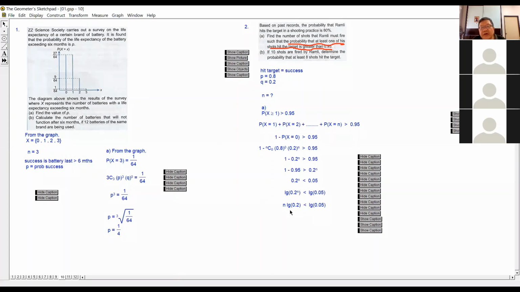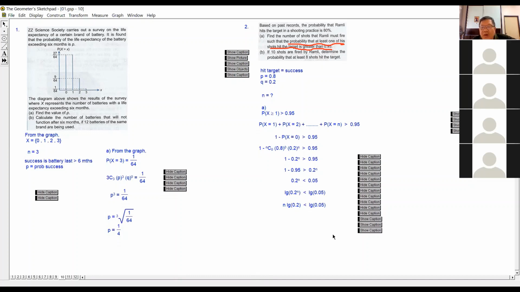Now, can you use your calculator and calculate log 0.2? Can you calculate it and tell me the answer? Maybe you don't want to shout, you just type inside the chat there. What is log 0.2? Yes, negative 0.699. Very good. It is a negative number.